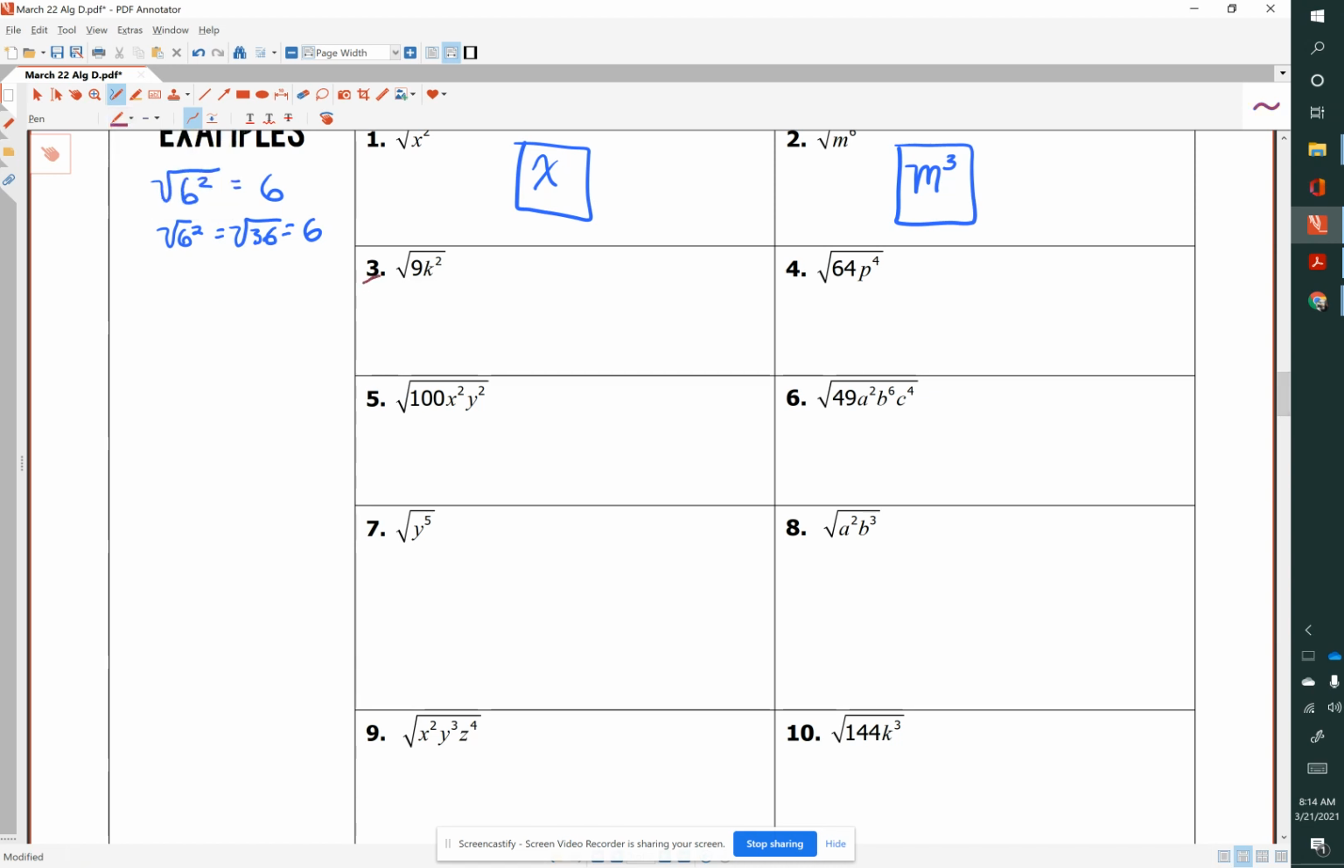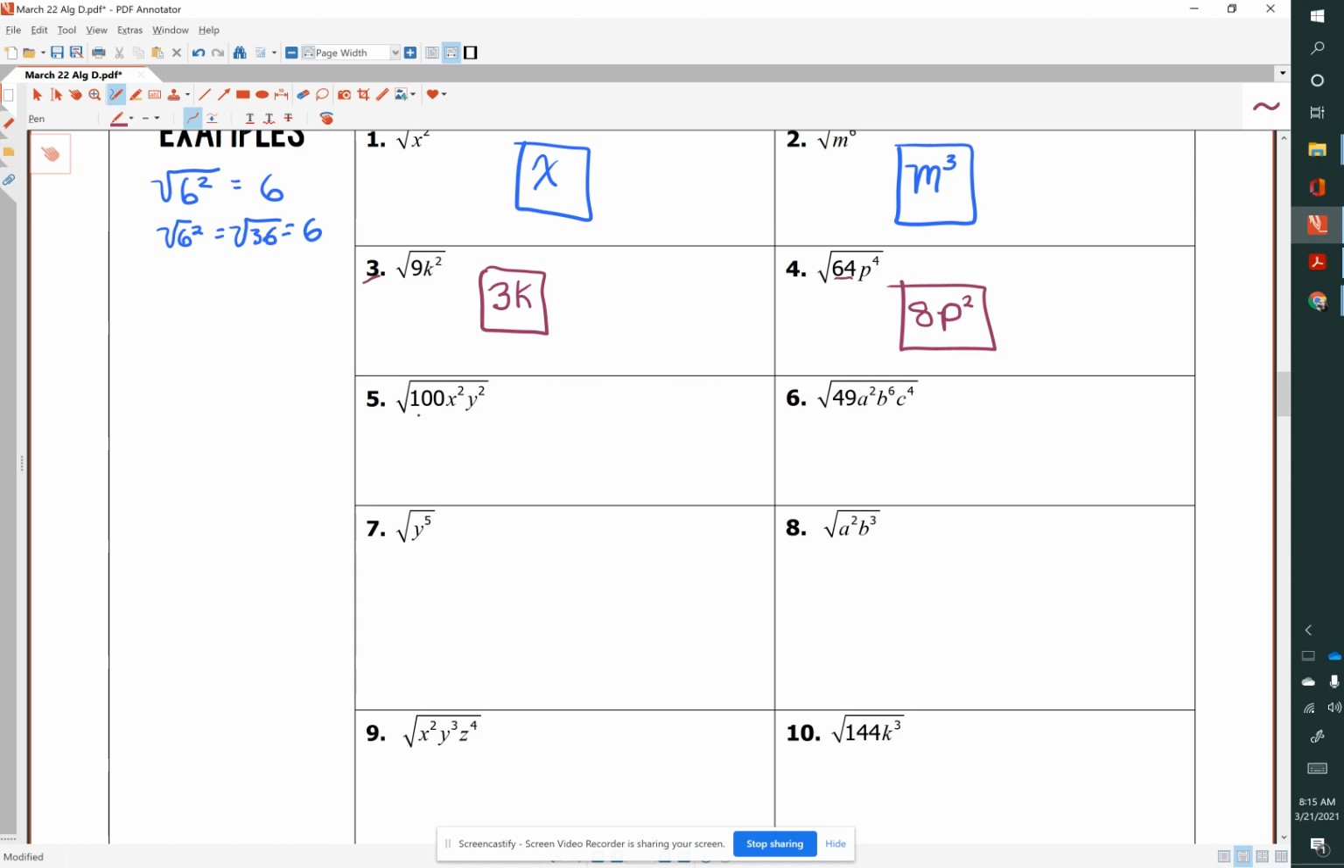Okay, so let's see how you did. We have the square root of 9k to the 2nd power, so the square root of 9 is 3, and k, 2 divided by 2 is 1. That's our final answer. The square root of 64p to the 4th power, well, the square root of 64 is 8. p, 4 divided by 2 is 2. And that's the final answer.